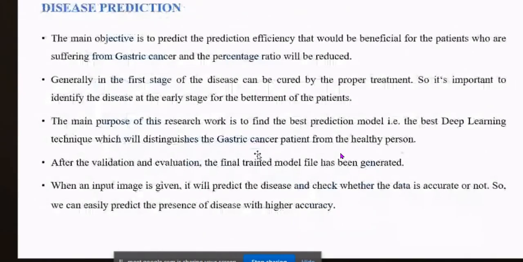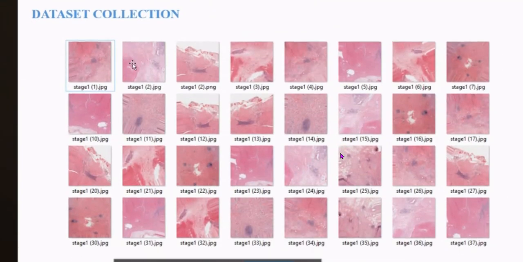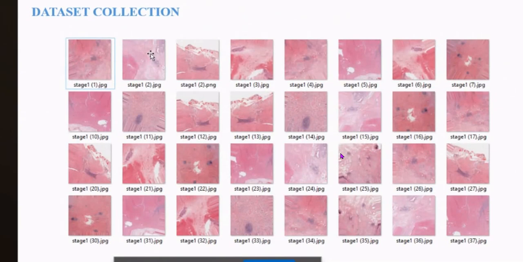Yes, sir. I'll show you my input and output, sir. These are the images that I have collected from Kaggle and UCI, sir. I'll annotate the images. When I consider a particular image, it should show whether the cancer is at stage 1 or stage 2. I'll mark the data sets, sir, through Make Sense AI.